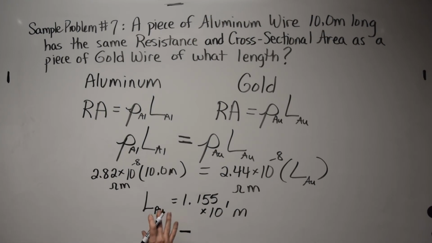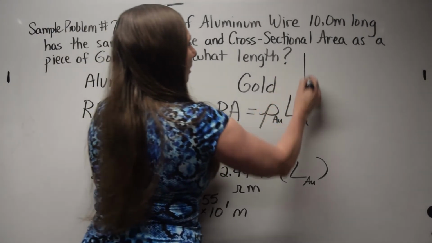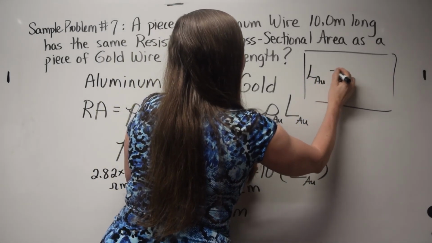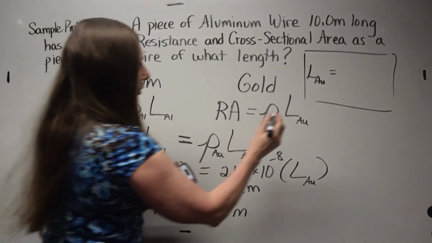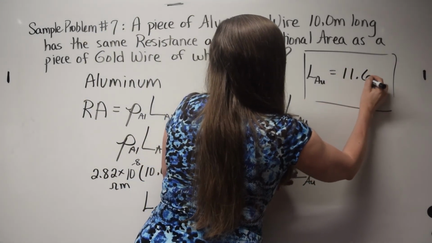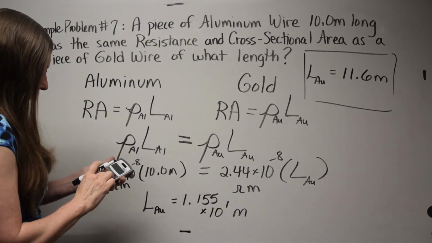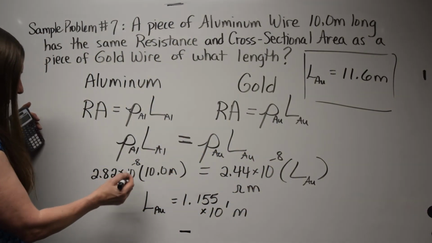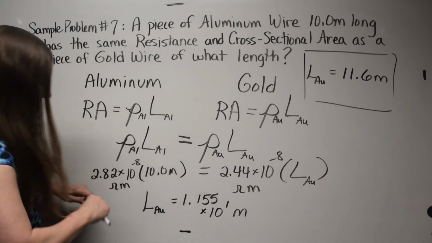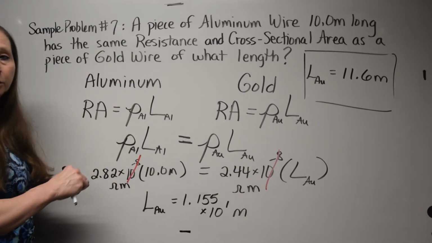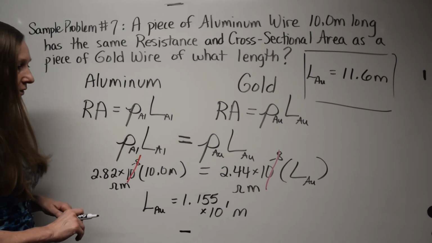Do we have three significant figures? Okay, we've got three significant figures. So our final answer, I'm going to put it up here: the length of the gold wire is 11.6 meters. Now obviously here also we should have just canceled the 10 to the negative 8s before we started doing the math. That would make the math quicker and easier.